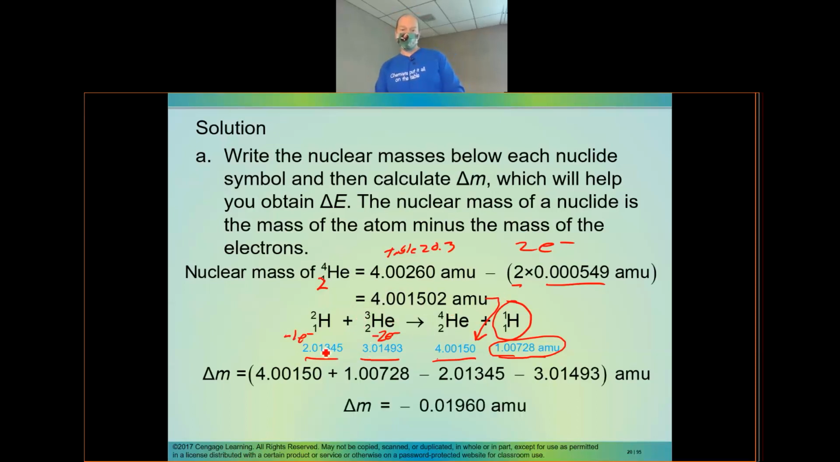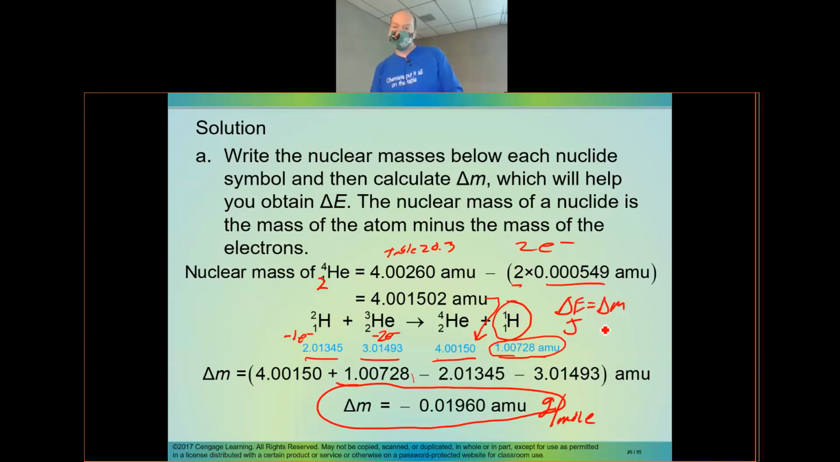When you calculate it, you get a delta M of negative 0.01960 AMU. Your AMUs are grams per mole. When we get our delta M and want delta E, remember that's going to be in joules, which means that your delta M has to be in kilograms, and your c has to be meters per second, which is how it's going to be given on your table of constants. But when you solve for this, it is in grams per mole. You have to convert that into kilograms before you can put it into the equation to find your energy.